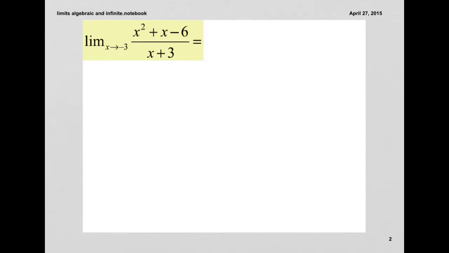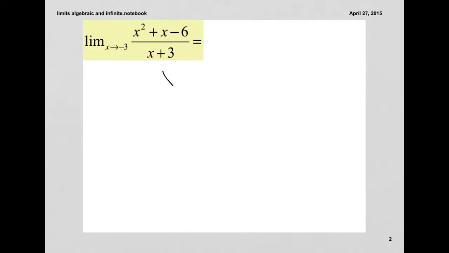Okay, as we look at this problem, our limit as x approaches -3 of x squared plus x minus 6 all over x plus 3. If we put in -3 here, we see that gives us a 0 in the denominator. That doesn't answer our question. So we have to see if we can factor and simplify and then plug the -3 in. So let's factor the numerator.